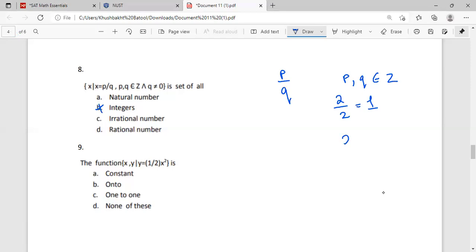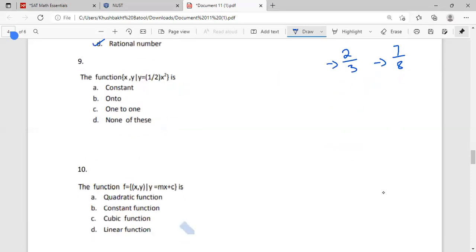We will have 2 by 3 here. We will have 7 by 8 here. 7 and 8 both are integers, so this is clearly a rational number because we are able to write it in fraction. So it is not an integer, it is not a natural number, it is a rational number because we are able to write it in fraction form. And this is basically the mathematical definition of a rational number. Okay. All right. Let's talk about the ninth question now.